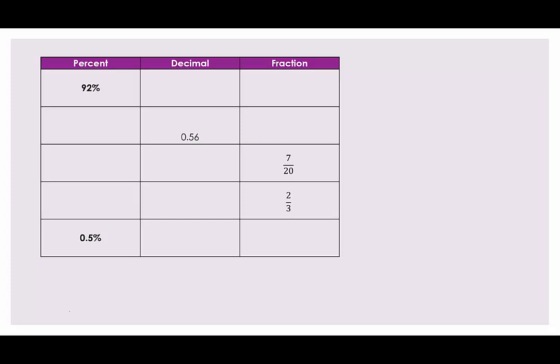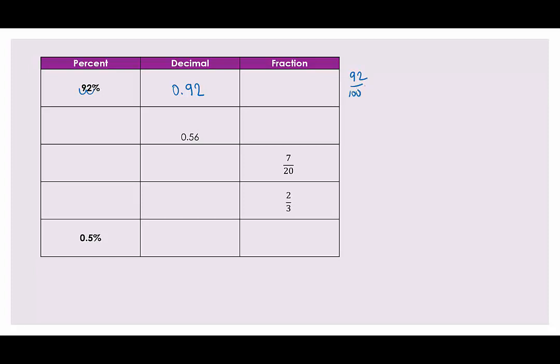Okay, let's start with 92%. To convert to a decimal, we move the decimal 2 places to the left, 1, 2. And the equivalent decimal will be 0.92. Converting to a fraction, it doesn't matter which one because the percent, 92%, means 92 over 100. The decimal, 92 hundredths, means 92 over 100. Either way, we're looking at 92 over 100.